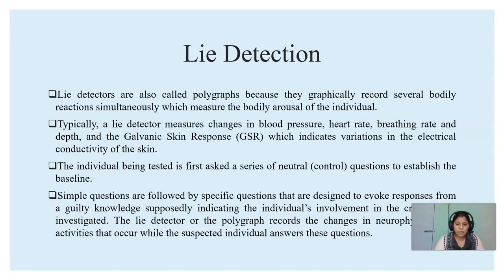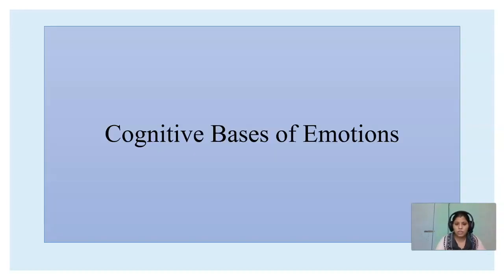So first, some basic neutral questions are asked to determine the base level, and then the actual question, which the person wants to know, is asked from the individual. From the person's answers, the polygraph records the physiological changes, and from that it can be inferred whether the person is telling truth or not.